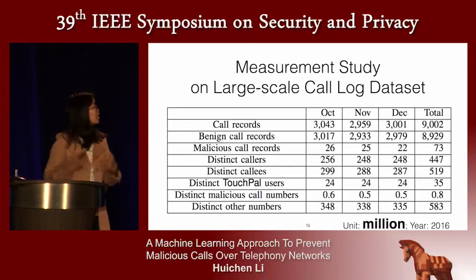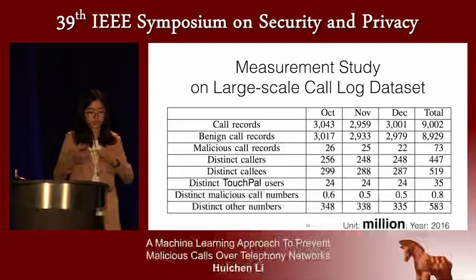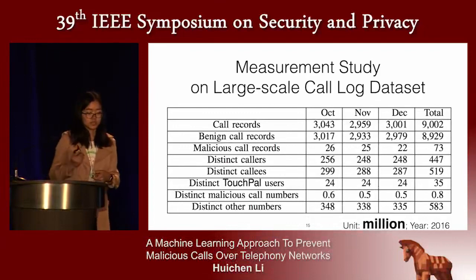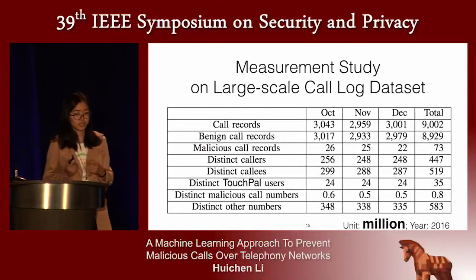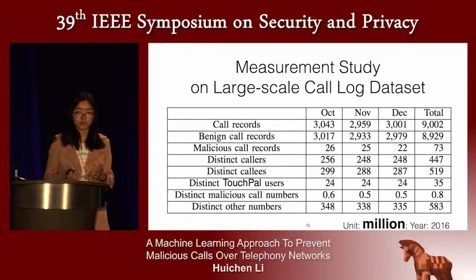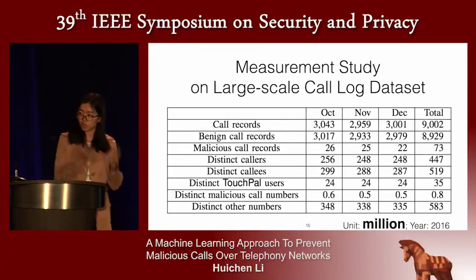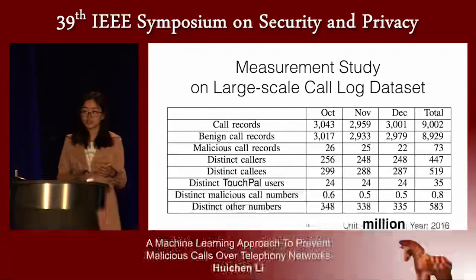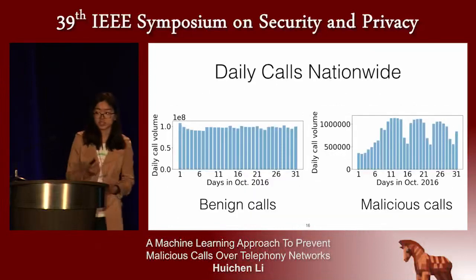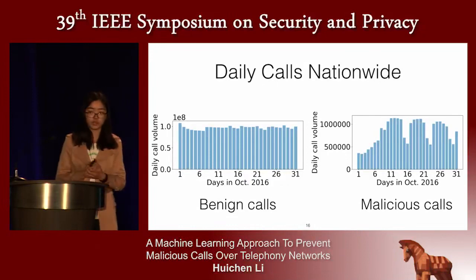We collected a large-scale call log dataset during 3 months in 2016 in China. This call log dataset contains over 9 billion call records. They are all labeled. A call log is labeled as malicious if that caller in that call is in our blacklist. Otherwise, it's benign. So we did some measurement study over this dataset, and I will show a few results here.